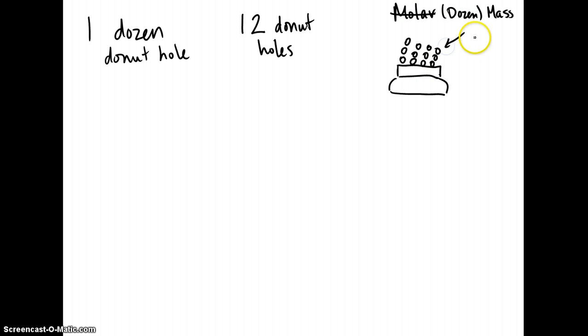There are the donut holes, and those are those little round pastries. If I have a dozen donut holes on the scale, they would weigh 12 grams. Let's say each one weighs 1 gram, and because I have 12 of them, they weigh 12 grams. So 1 dozen donut holes has a mass of 12 grams, because on that scale I have 12 donut holes, each weighing a gram apiece. I think that's pretty straightforward.